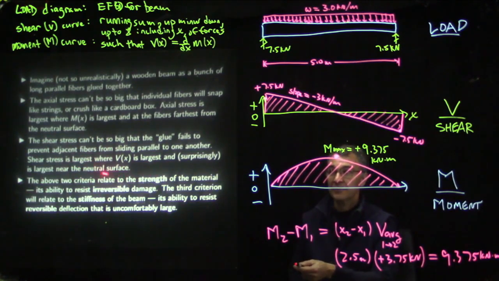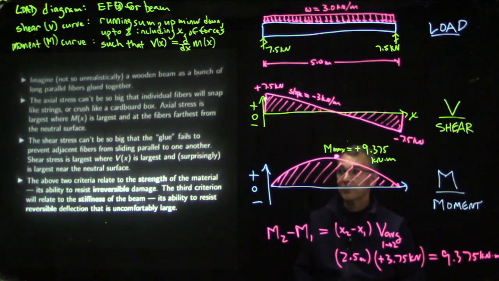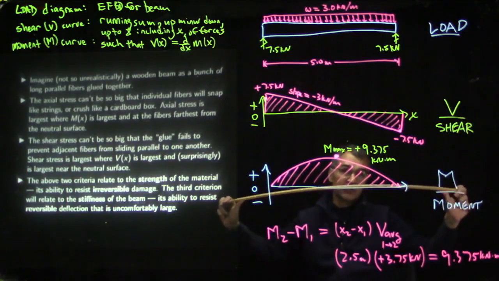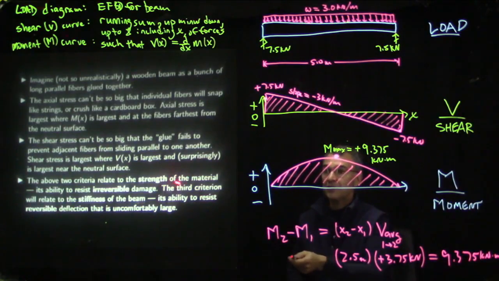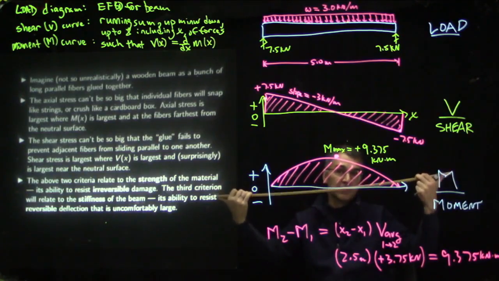That's a detail that's slightly beyond our scope, although I do prove it in the equation sheet. So those above two criteria relate to the strength of the material. In other words, is it strong enough to resist snapping, irreversible damage? There's a third criterion which will relate to how stiff the beam is. When you walk on the floor, you don't want it to bounce so much that it's uncomfortable.